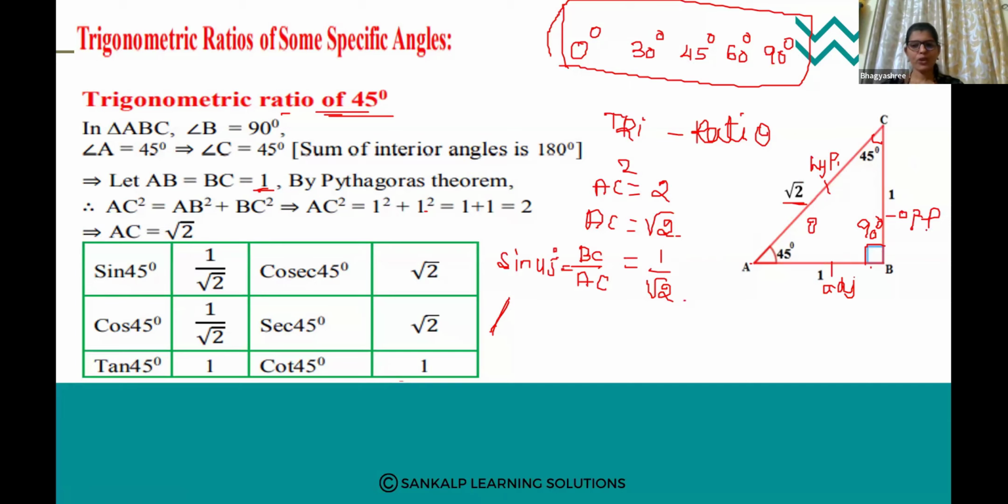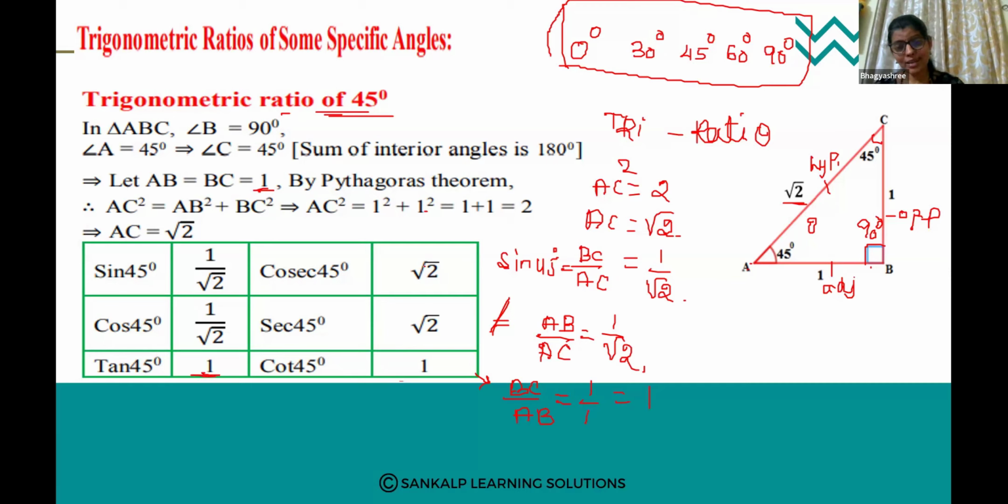Next, cos 45 degree. Cos theta is adjacent divided by hypotenuse. Adjacent side is AB, hypotenuse is AC. AB value is 1 and AC value is root 2. So cos 45 degree is also 1 by root 2. Next, tan 45 degree. Tan 45 means opposite divided by adjacent. Opposite side is BC, adjacent side is AB. BC is 1, 1 divided by 1 is 1. So tan 45 degree is 1.